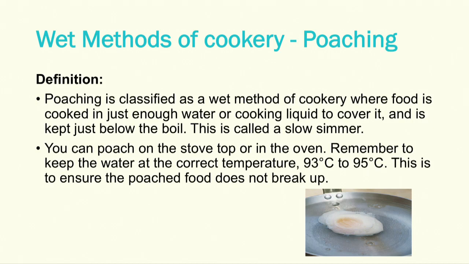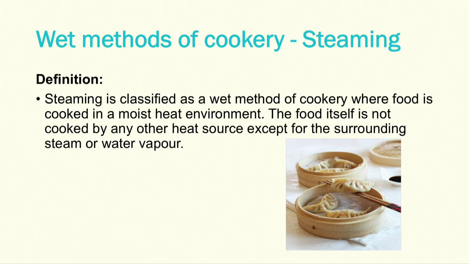Steaming. Steaming means to cook food by exposing it to steam, usually potatoes or vegetables, sometimes dumplings like the picture on the screen. Again, a wet method of cookery. So all we're doing is surrounding the food with steam. Who's lucky enough to have a combi oven in their school? You know what a combi oven is? Combination oven. That's where you have a combination of steam and convection, and the oven can be used on either convection, steam, or a combination of the two, which can be very effective.